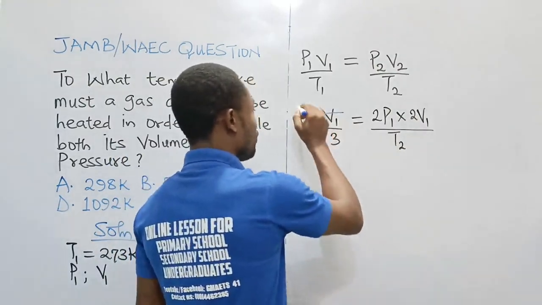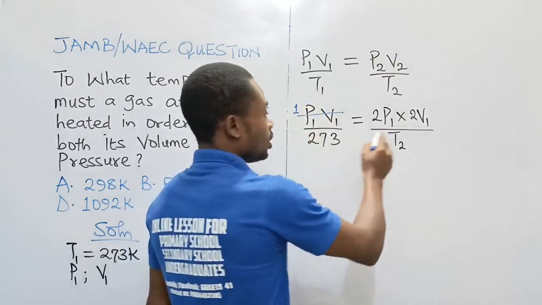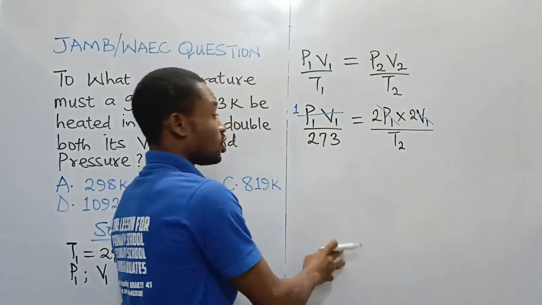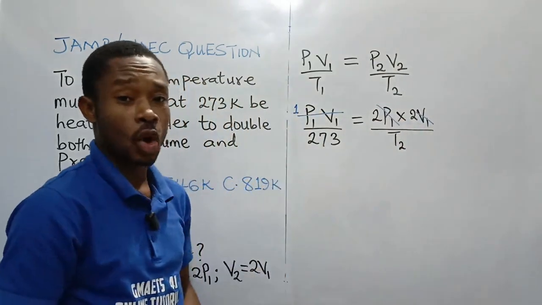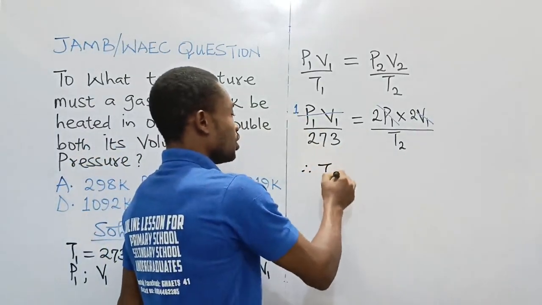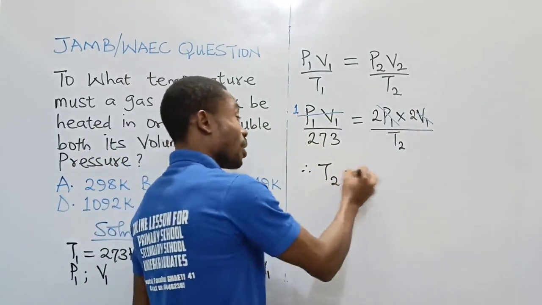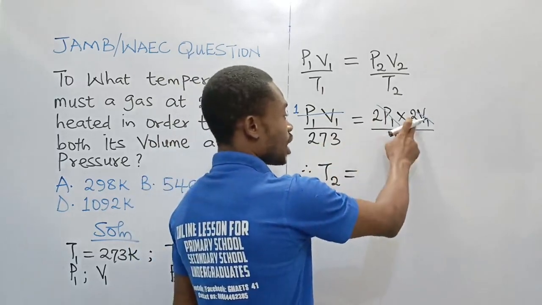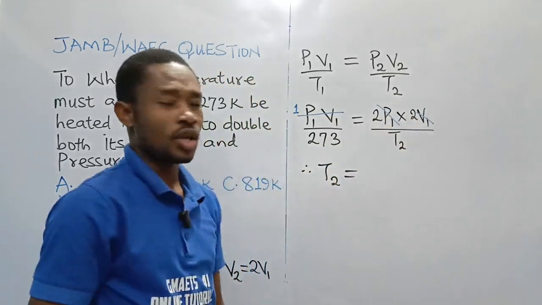If I divide it by P1, V1, I'll be left with 1. Then divided by P1, divided by V1 also. You see, we'll be left with 2 times 2, which is 4. Cross multiply, T2 times 1 will give us that final temperature that we are expecting to get. All right, and then 273 times 2 times 2, that is times 4. What is it going to give to us?